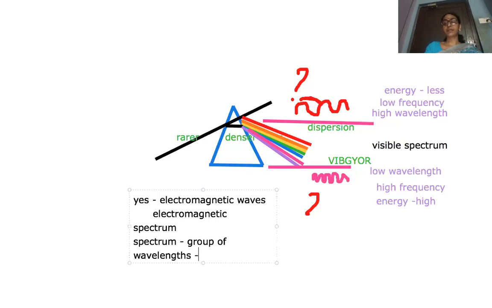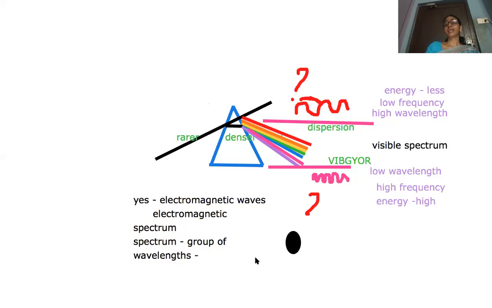We have natural spectrum. Can anybody tell me an example for natural spectrum? It is seen in our atmosphere, in our daily life also. When it rains and when there is sun, what happens? When it rains, you will have droplets of water in the air. That is, water droplets are present in the air.